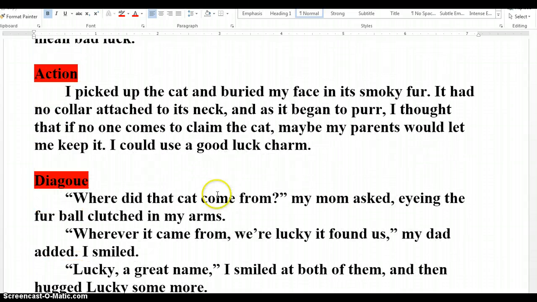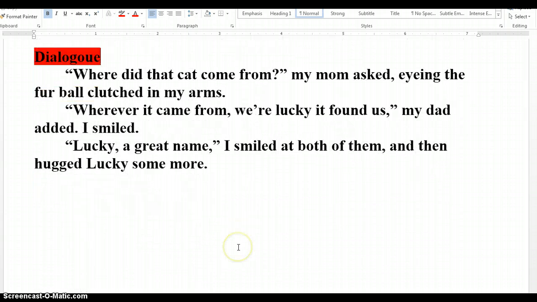And then finally, oops, I spelled dialogue wrong. I could end with dialogue. "Where did that cat come from?" my mom asked, eyeing the fur ball clutched in my arms. "Wherever it came from, we're lucky it found us," my dad added. I smiled. "Lucky, a great name." I smiled at both of them and then hugged Lucky some more. And here, I should probably take out a smile.